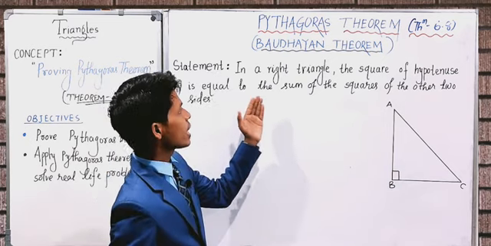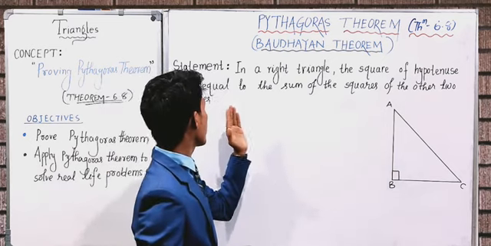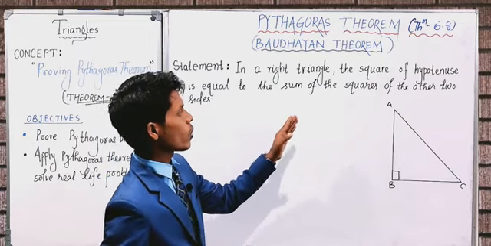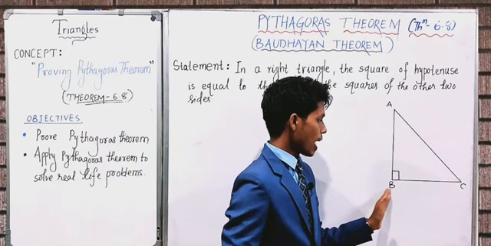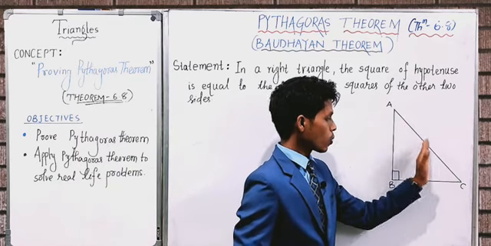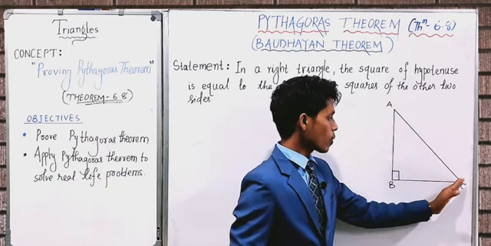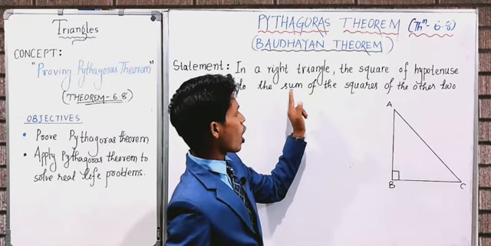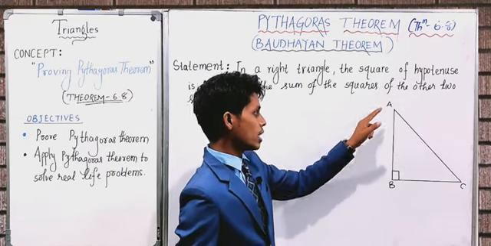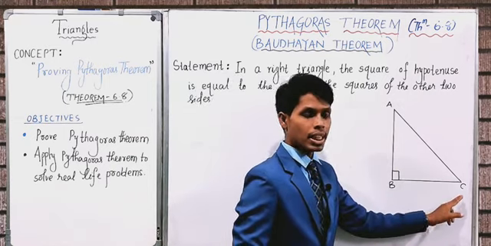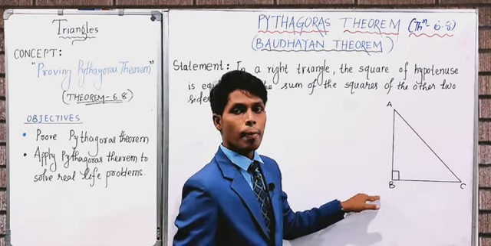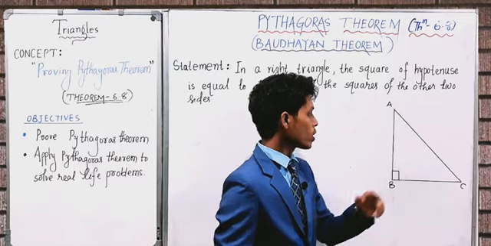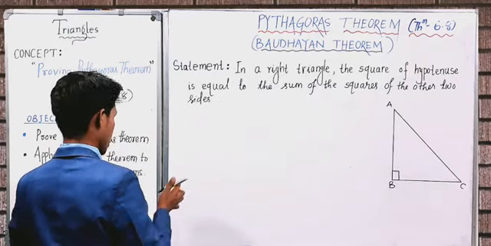It says, in a right triangle, the square of the hypotenuse is equal to the sum of the squares of the other two sides. Means if this is a right angle triangle, then the square of the hypotenuse, that is AC square, is equal to the sum of the squares of the other two sides. The other two sides are AB and BC, then AC squared will be equal to AB squared plus BC squared. Okay, so now let's write the given part.